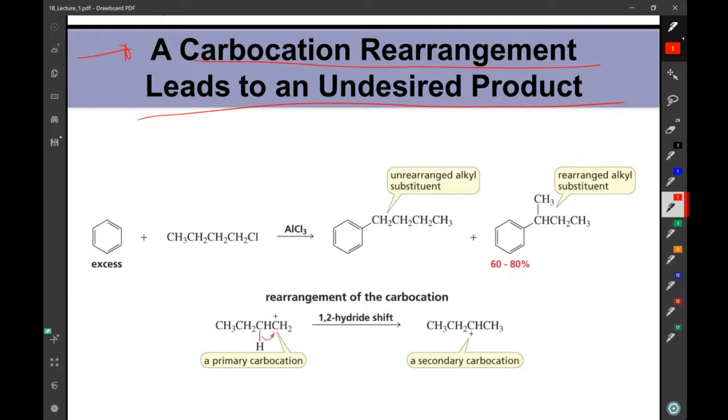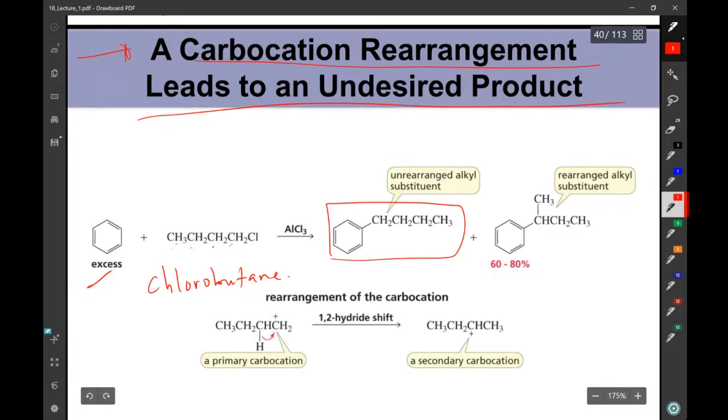For example, if you have your benzene ring reacting with butyl chloride. This is butyl chloride or chlorobutane. Let me put it that way. If you have a benzene ring reacting with chlorobutane, their intention maybe is to produce this compound here. That's your intention. That's what you are planning to produce.